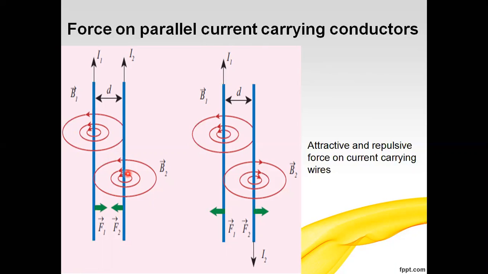So the two forces will be equal in magnitude, but in opposite directions. The magnitude is the same, but the direction is opposite. So using Fleming's left hand rule, we can find the direction of the force on each wire. So both the conductors carrying current.